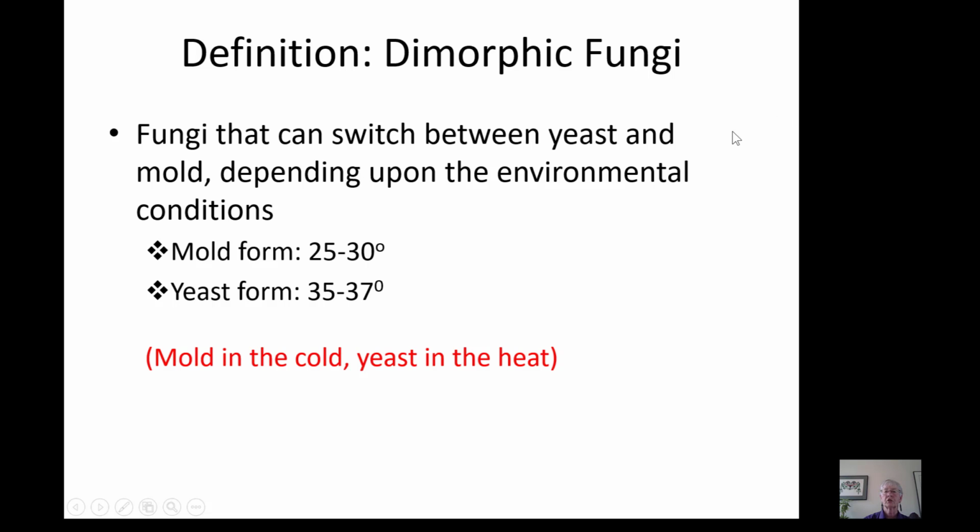First of all, the definition of dimorphic fungi. These are fungi that can switch between yeast and hyphal forms or mold forms depending on the environmental condition. You find the mold form or the hyphal form at 25 to 30 degrees centigrade, whereas you find the yeast form at 35 to 37 degrees centigrade, which is why in human granulomatous lung disease you will find primarily the yeast forms. Here's a little mnemonic that makes this easy to remember: mold in the cold and yeast in the heat.